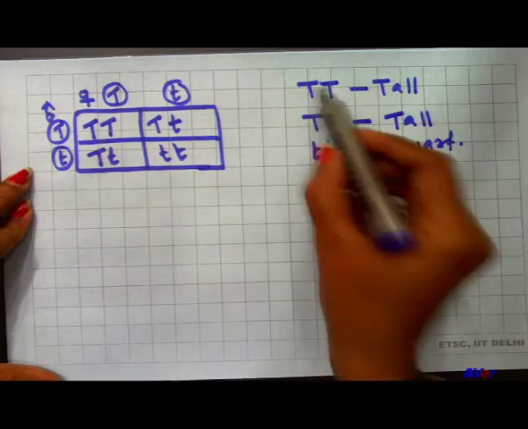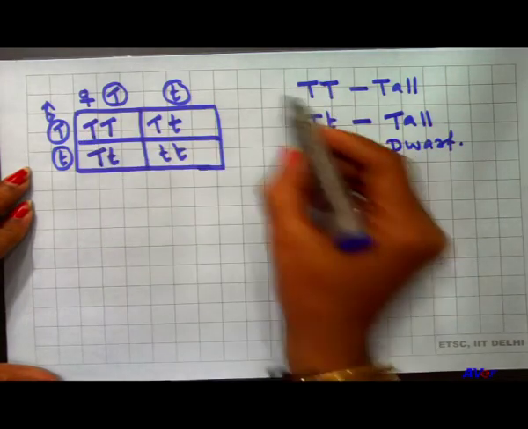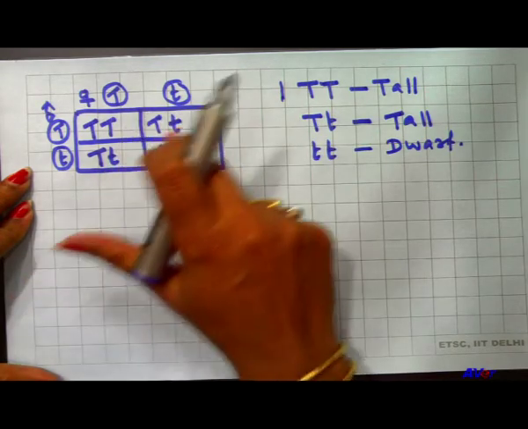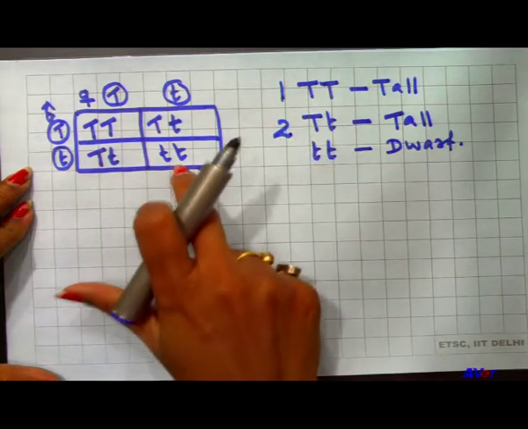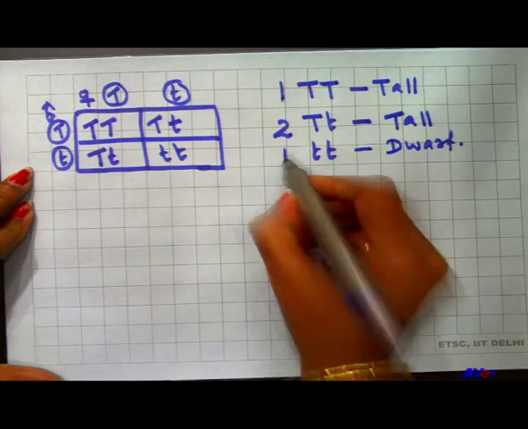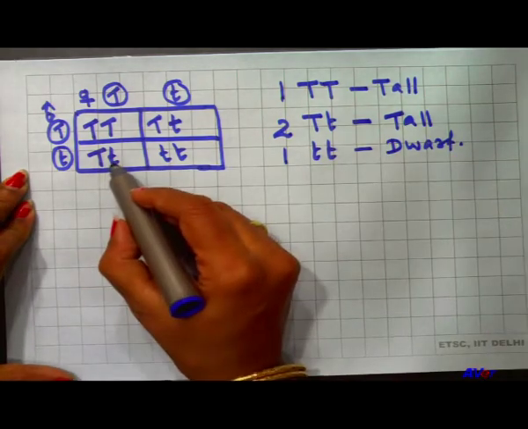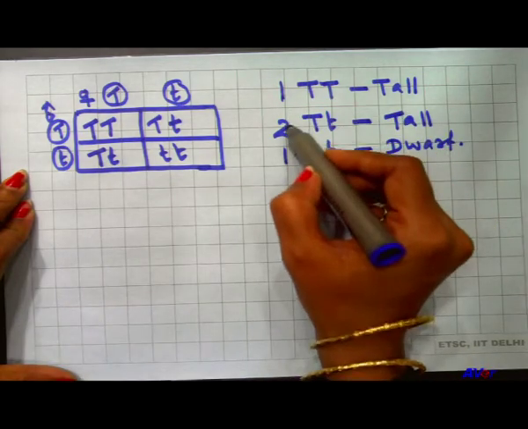Now, count the number of capital T individuals in this column. You can see only one. Capital T small t individuals, that is 2, and small t individuals will be 1 again. So, here we will get a ratio 1:2:1.